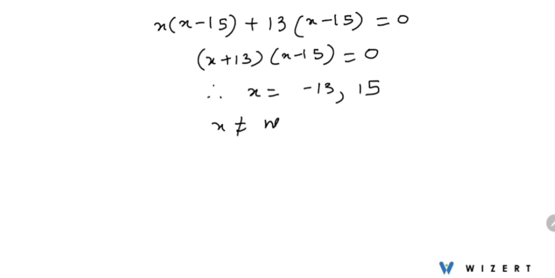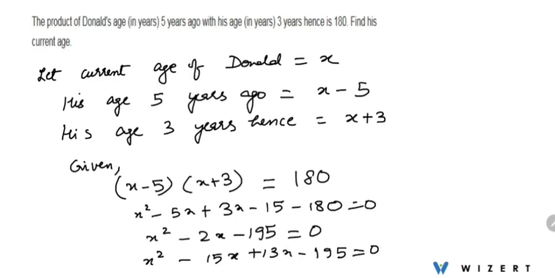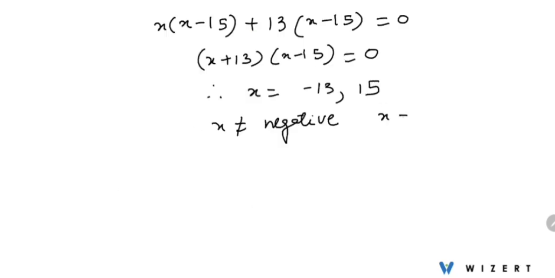But x cannot be negative because it is age here. So x cannot be minus 13. Therefore, finally x is equal to 15.